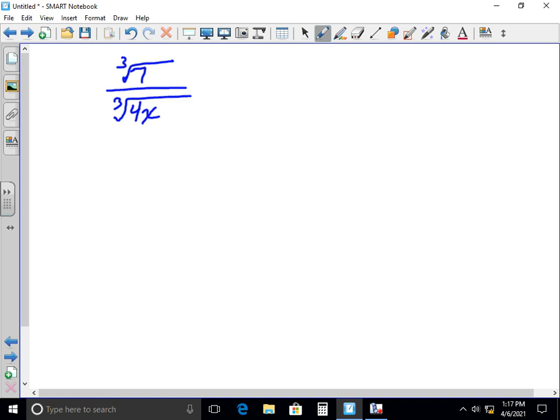So the cube root of 7 over the cube root of 4x. 4 is not a perfect cube, and we only have one x factor. So let's see, 4 is 2 times 2. We're taking a cube root, so we need to have the same factor how many times for it to come out? 3. So I need one more 2. We have two 2's here, so we need another 2 so that we have a full group of 2's.